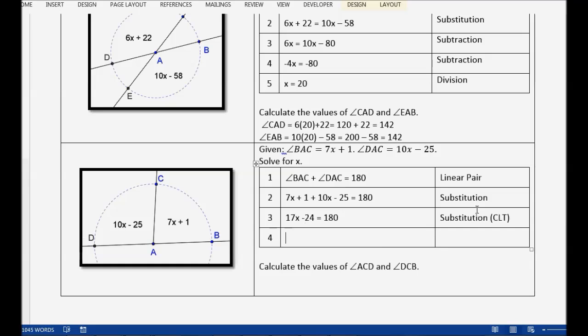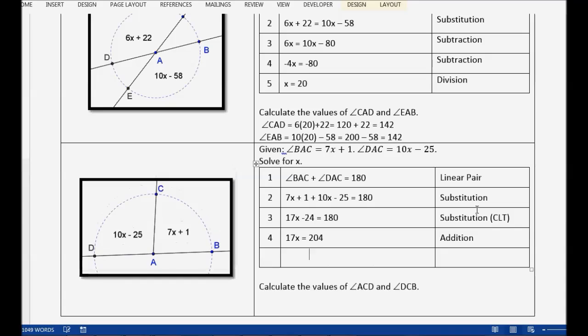Alright, now we're adding 24 to both sides. So 17x is equal to 204. Subtraction. Actually, that's addition, isn't it? The addition property. And then we're dividing both sides by 17. And this is going to be x equals 12, since 17 into 34 goes twice, by division.